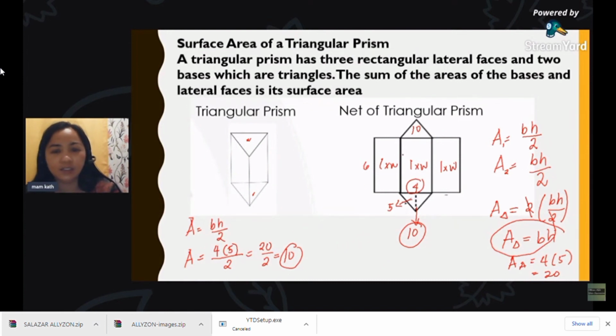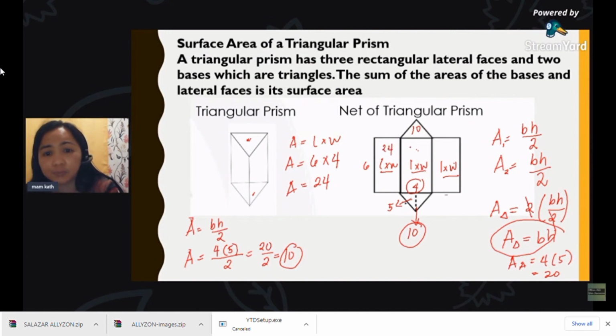And then, let's get the area of the rectangle, and that is area of rectangle is equal to length times width. That is 6 times 4. 6 times 4. If the measurements of these three are the same, we have 6 times 4 is 24 for each of these.